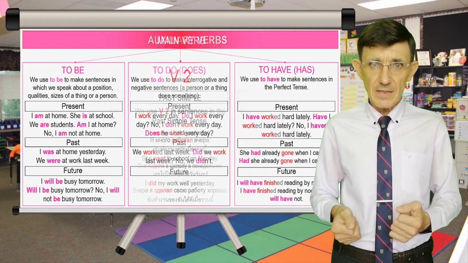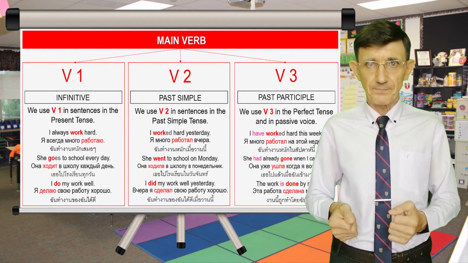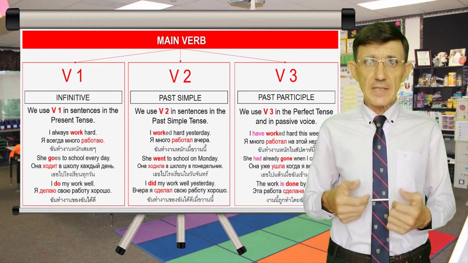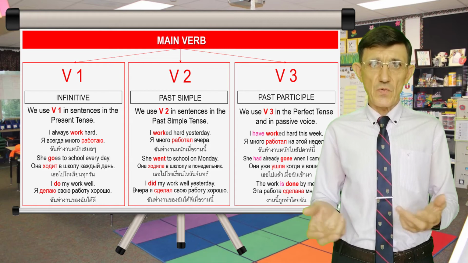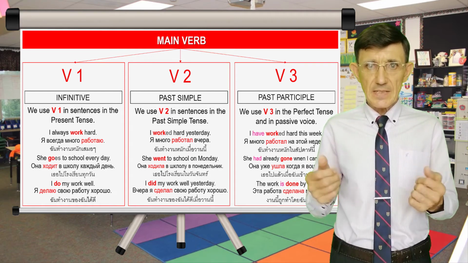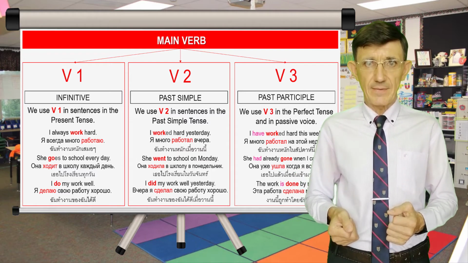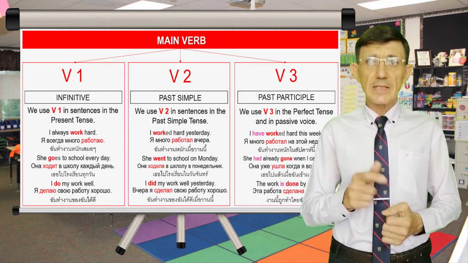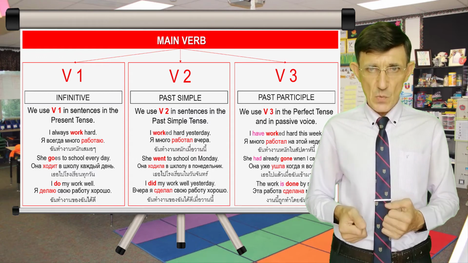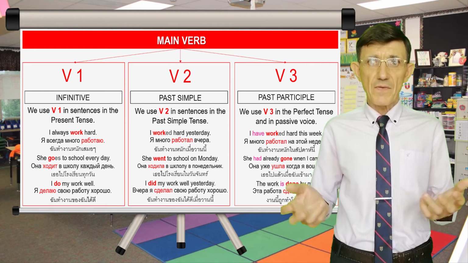In this slide, we see when we should use verb 1, verb 2, and verb 3. We use verb 1, infinitive, in the present tense. I always work hard. We use verb 2 in sentences in the past simple tense. She went to school on Monday. And we use verb 3 in sentences in perfect tenses. I have worked hard this week. And in sentences in passive voice. The work is done by me.